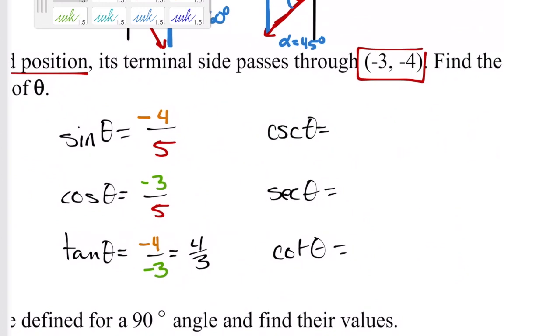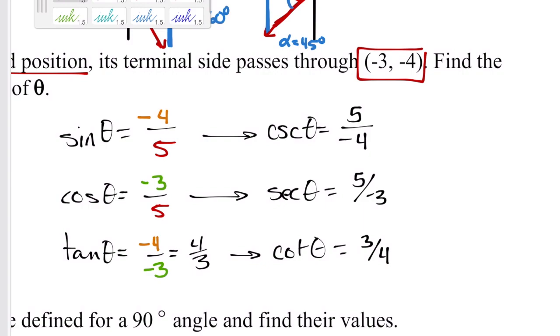Because it wants all 6 of our trig functions, we're going to do the reciprocal, so we're just flipping everything. So I now have 5 over -4 for my cosecant. Flipping my cosine to get secant, I have 5 over -3. And flipping my cotangent, I have 3 over 4. And we're finished.